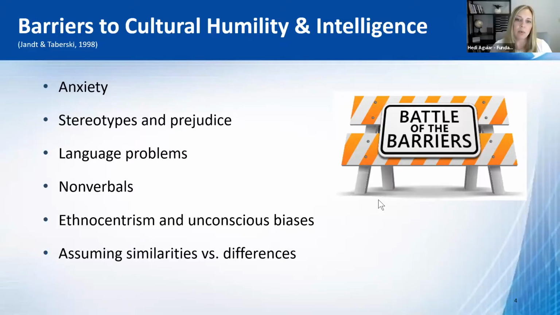So these are the most common barriers that we see in what stands in the way of us developing, communicating effectively cross-culturally, but gets in the way of us developing that cultural intelligence and that cultural humility. And maybe some of these are already jumping out at you. Anxiety can be a big one. Stereotypes and prejudices, language problems, nonverbal communication, ethnocentrism, and I'll tie in unconscious biases with that as well. And then assuming similarities or assuming differences.